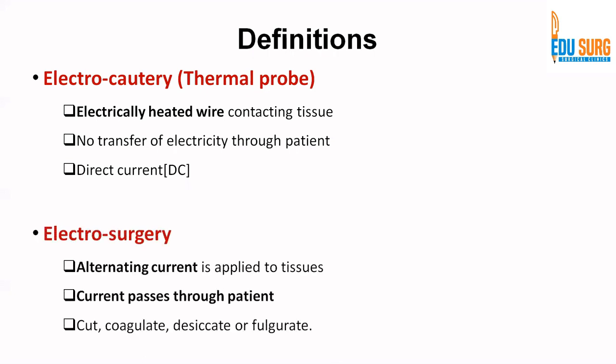and this wire is then placed in contact with the tissue, which produces thermal mediated tissue injury. Whereas in electrosurgery, that is the thing that we use in surgery very commonly, current has to pass through the patient to produce desired effects on the tissues. And this is alternating current. This is a very commonly asked multiple choice question, that electrosurgery uses alternating current, which is passing through the tissue. And there are different terms that you may have seen in the operation theater, like cut, coagulate, desiccate, or fulgurate. We are going to see what these terms mean.